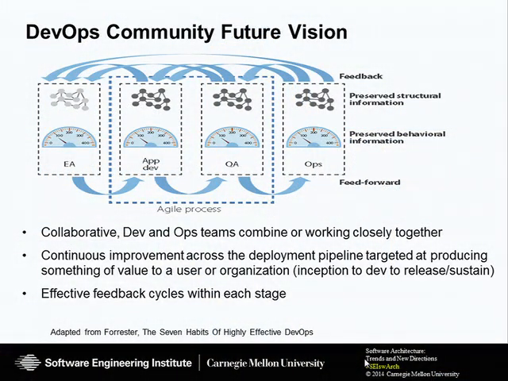So what's the future vision look like? The future vision gets rid of that wall. You now have collaborative development and operations teams working closer together. You have things like continuous improvement that goes all the way across the deployment pipeline, targeted at producing something of value to the user all the way out.